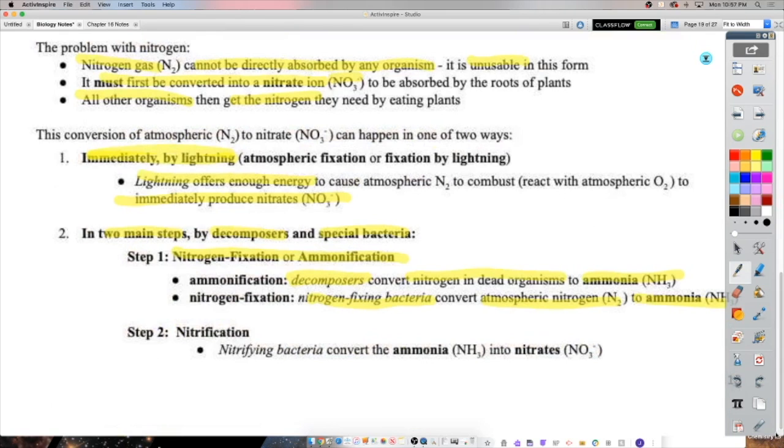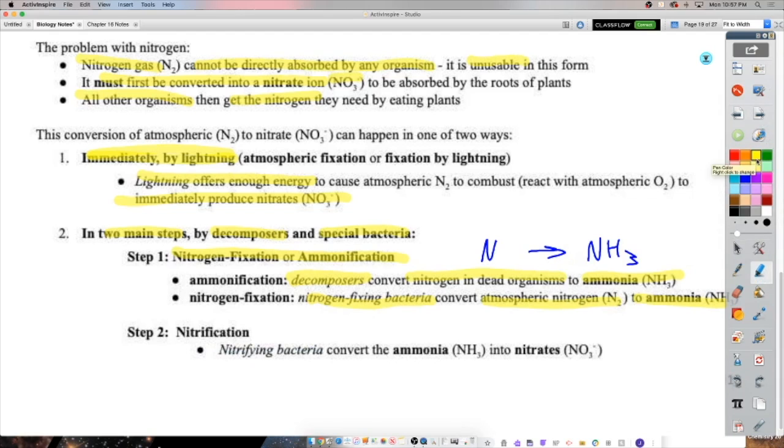Okay, that's step one. So in step one, we went from some kind of N to ammonia. And that step could be either ammonification or nitrogen fixation. It depends which one you're looking at. What's important is that you know you go from unusable nitrogen to ammonia, okay? And then step 2 is where the magic really happens.